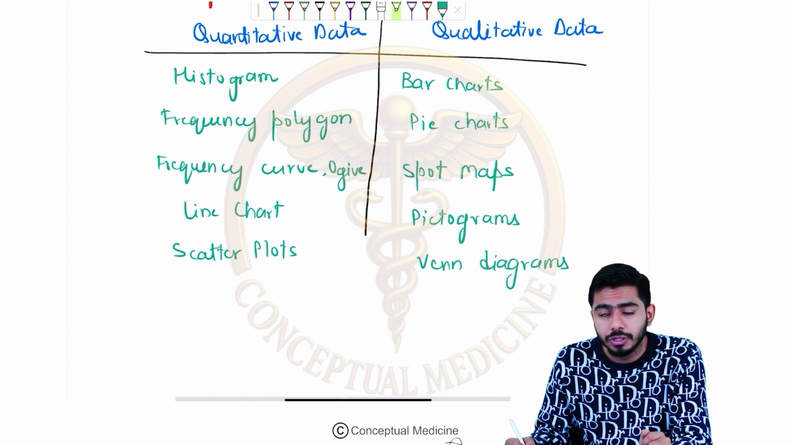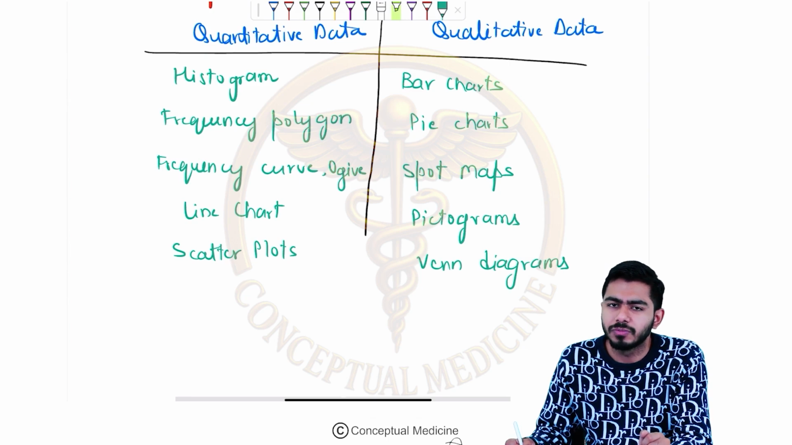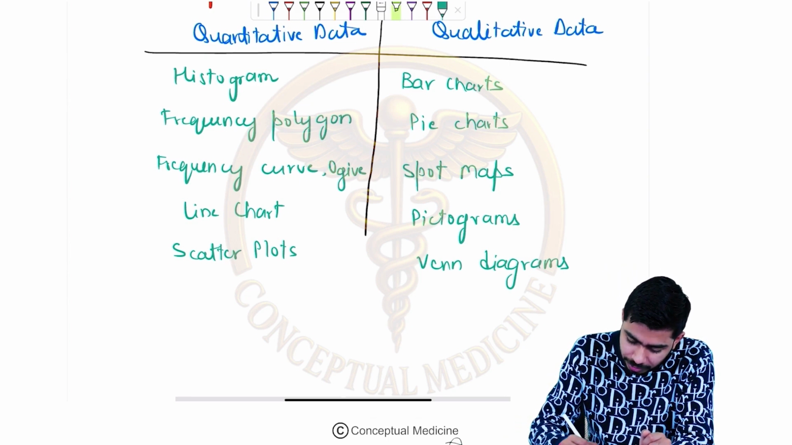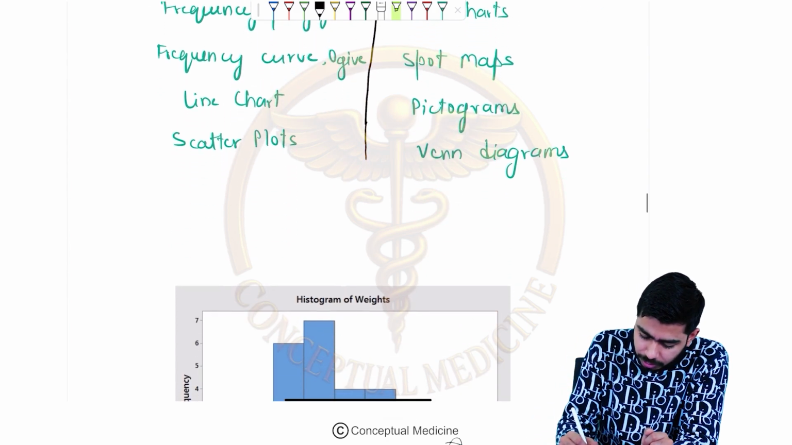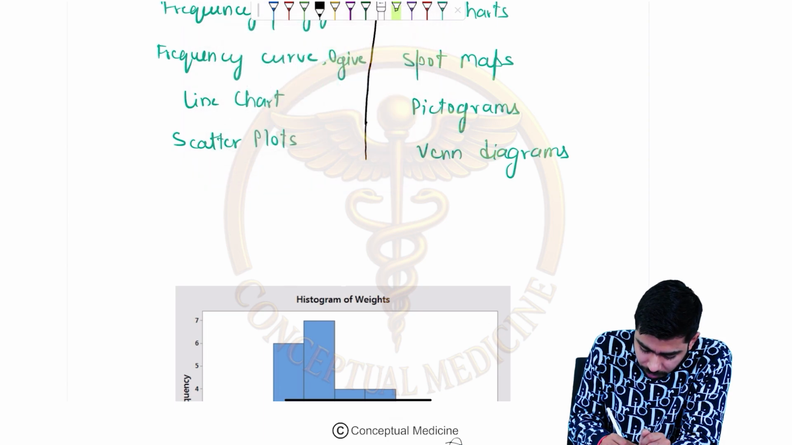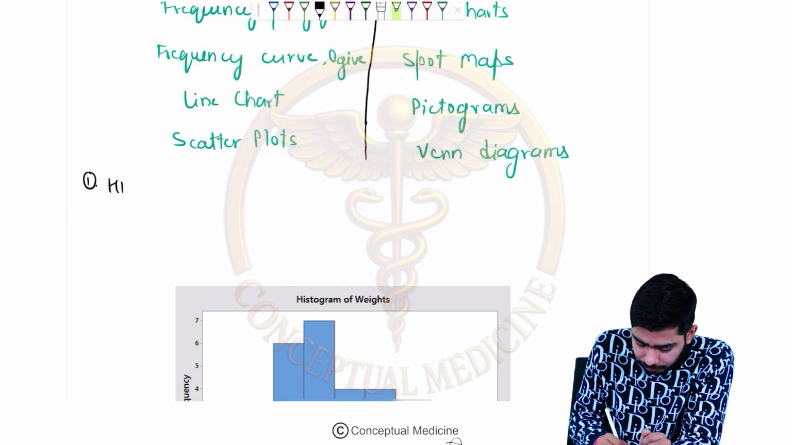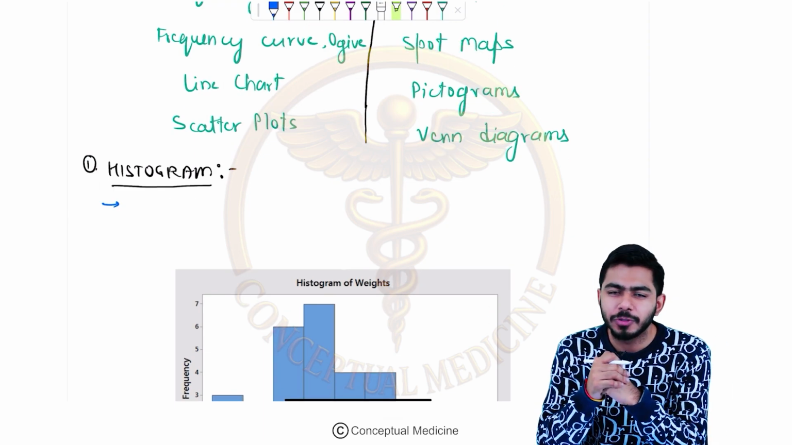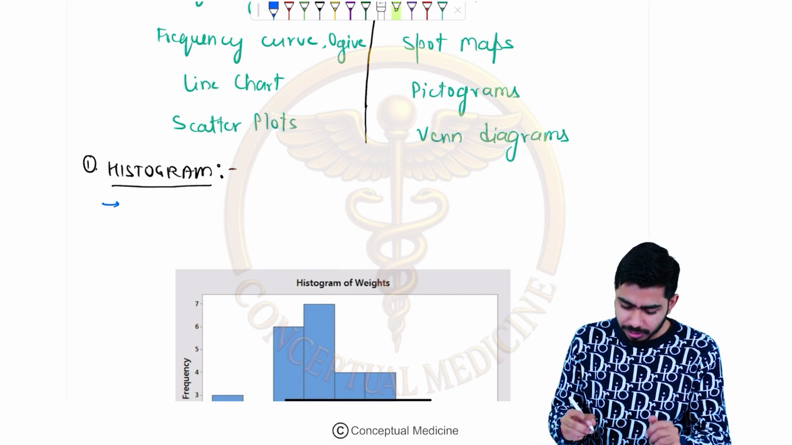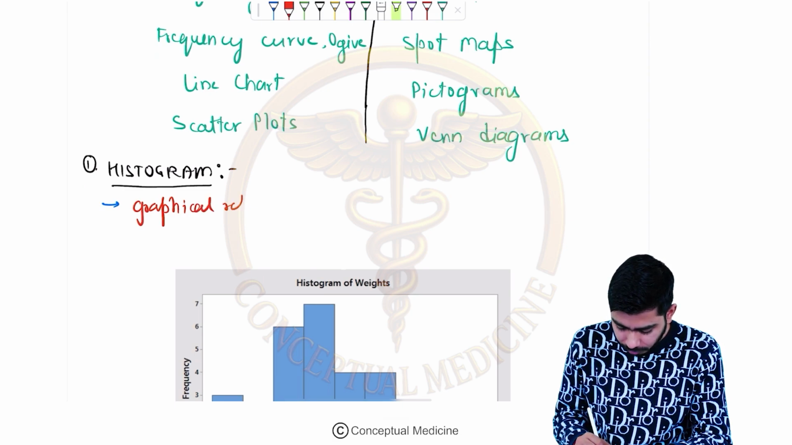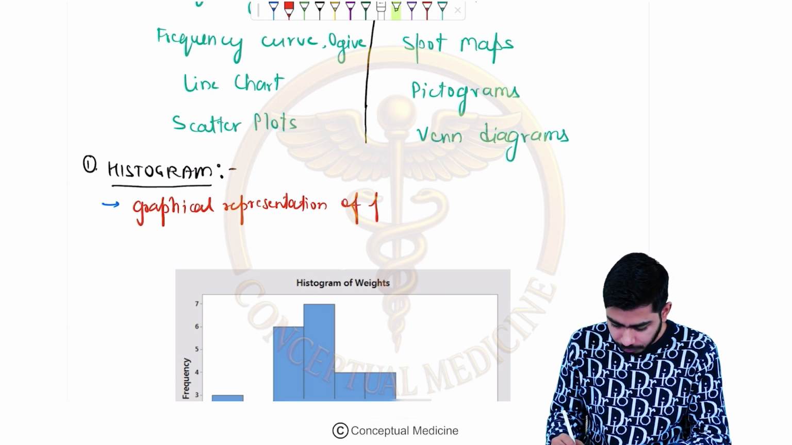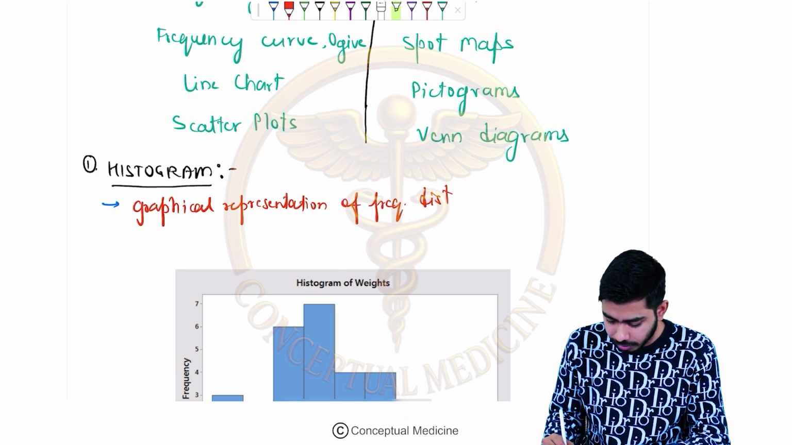So once we have talked about so many things, now let's define them one by one, right? The very first one which we are having right now is the histogram. Very important, guys. So let's talk about the histogram. Histogram, if we talk about, this is the graphical representation of frequency distribution. Okay, listen to me very attentively.